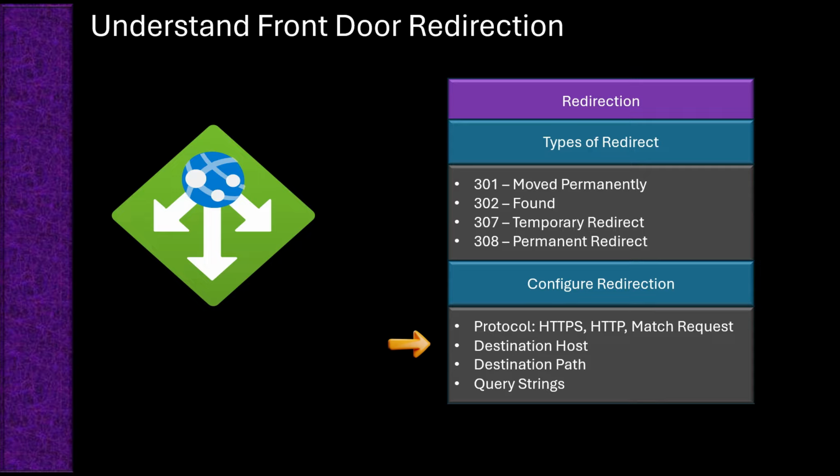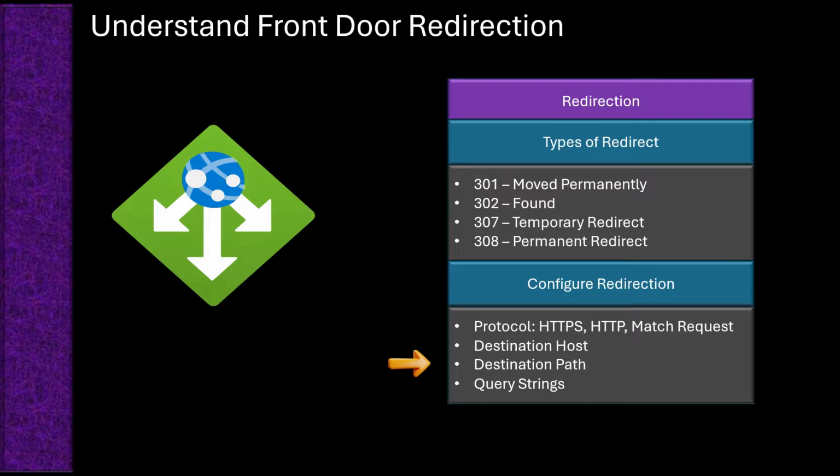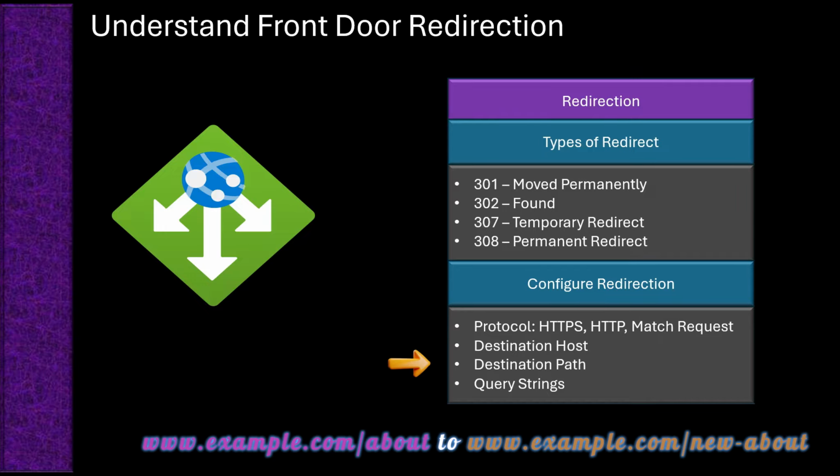You can use destination host to configure redirect as well. You can change the domain name in the redirection. For example, if a user goes to oldsite.com, you can redirect them to newsite.com. You can also use the redirect path to configure redirect. You can change the path part of the URL. For example, you can redirect example.com/about to example.com/newabout, something like that.